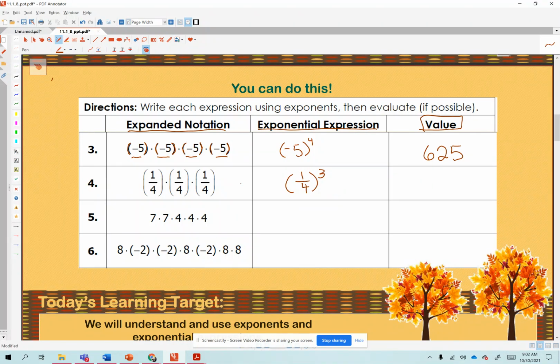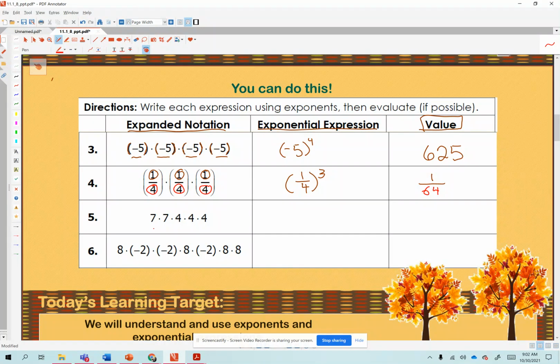And if we just look at the numerators, 1 times 1 times 1 is 1. But our denominators, and let's change the color so we can see that more clearly, 4 times 4 is 16. 16 times 4 is 64. Let me make that 6 a little clearer so you can see it. There we go.